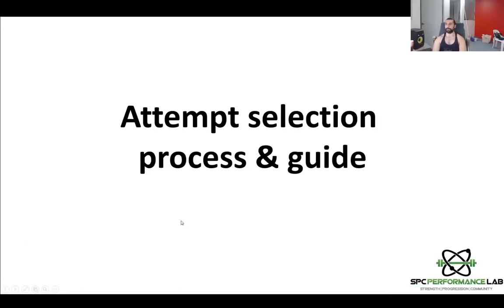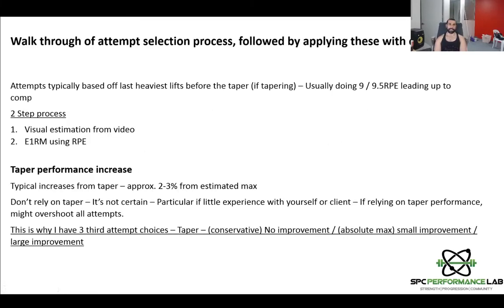So for this next part, I'm going to show my process of how I make my attempt selection, and also a guide that you can follow along if you like. When selecting attempts, it's usually based off the last heaviest lift before the comp day, or even before the taper. Most people are likely going to do their last heaviest lifts the week before the taper, but you could also do a heavy lift in that final week, and then do the heaviest lift on comp day.